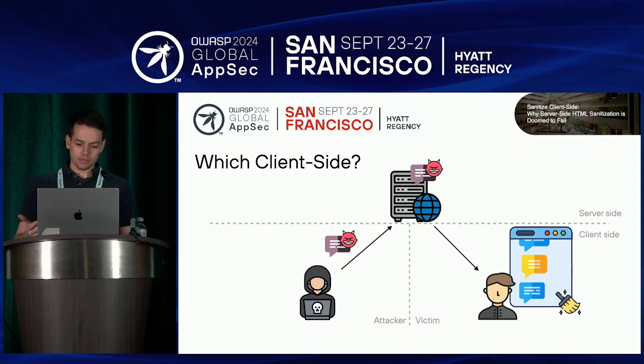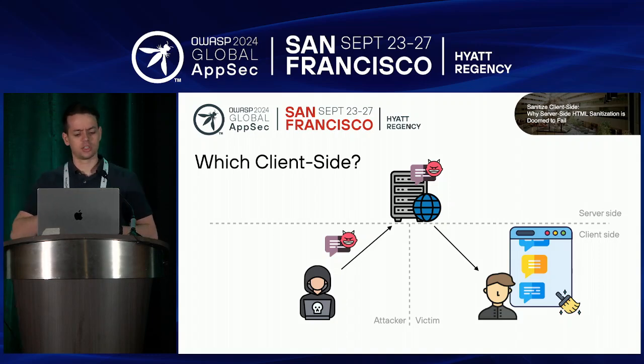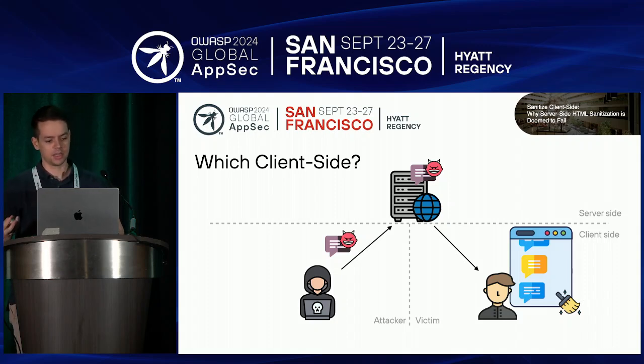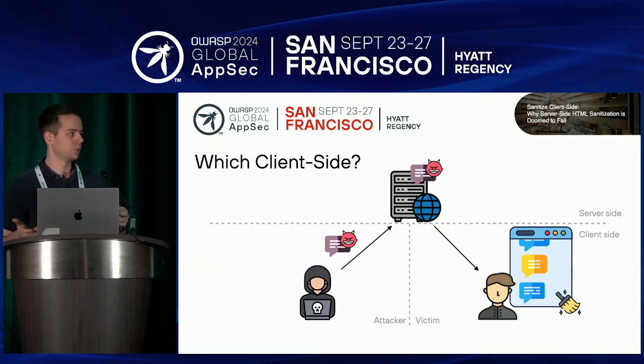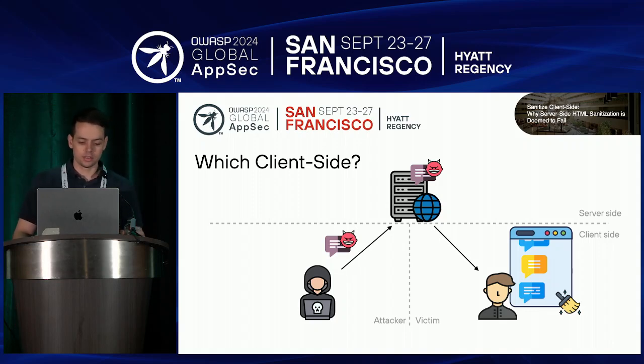And when we think about server side, like some traditional vulnerabilities like SQL injection, RCE, SSRF, and etc., they're all triggered on the server side. So it's very logical to sanitize it there. But when it comes to XSS, they usually are triggered on the victim side. And then we want to actually sanitize where the vulnerability is potentially executed.